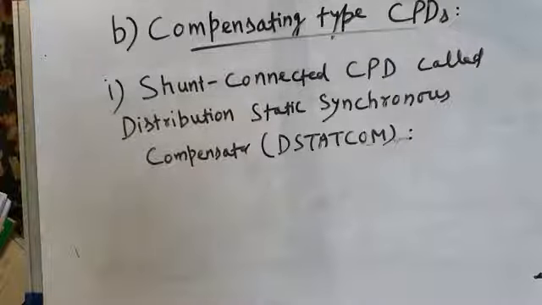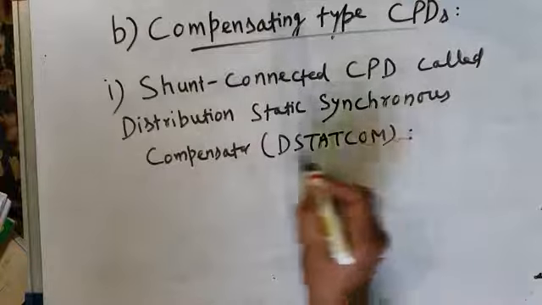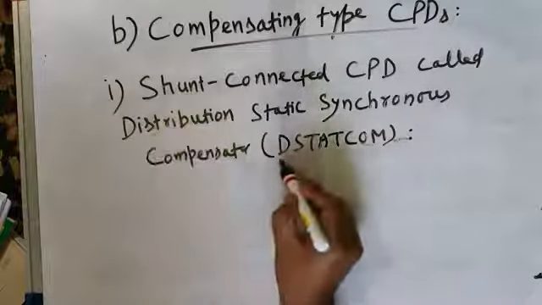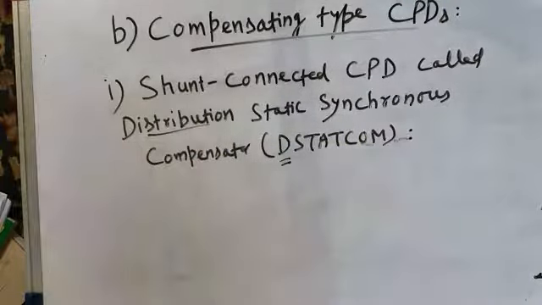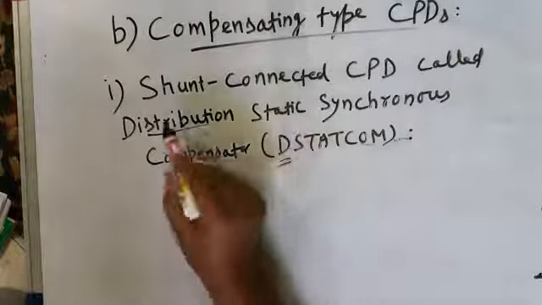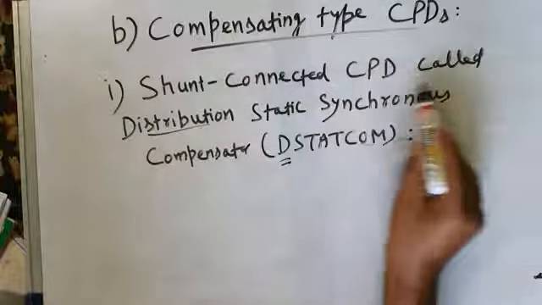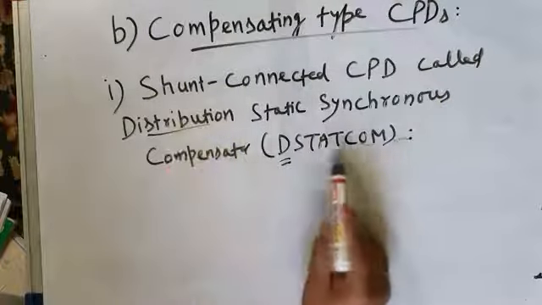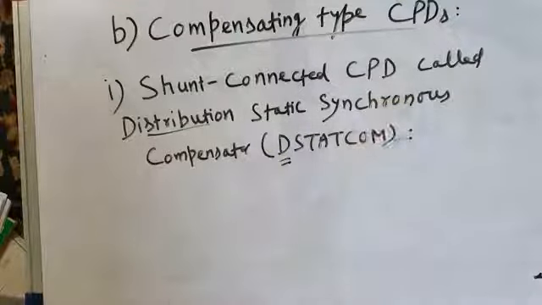As far as circuit configuration is concerned, STATCOM, which is used in FACTS, and DSTATCOM, which is used in distribution system, the term D means distribution. It's used in distribution. The power circuit diagram is same. It's basically a three-phase voltage source inverter. Configuration or circuit structure or inverter structure is same, but functions are different. Anyway, I will not go into those details. Let us discuss shunt connected CPD, custom power device, which is called DSTATCOM, or distribution static synchronous compensator.